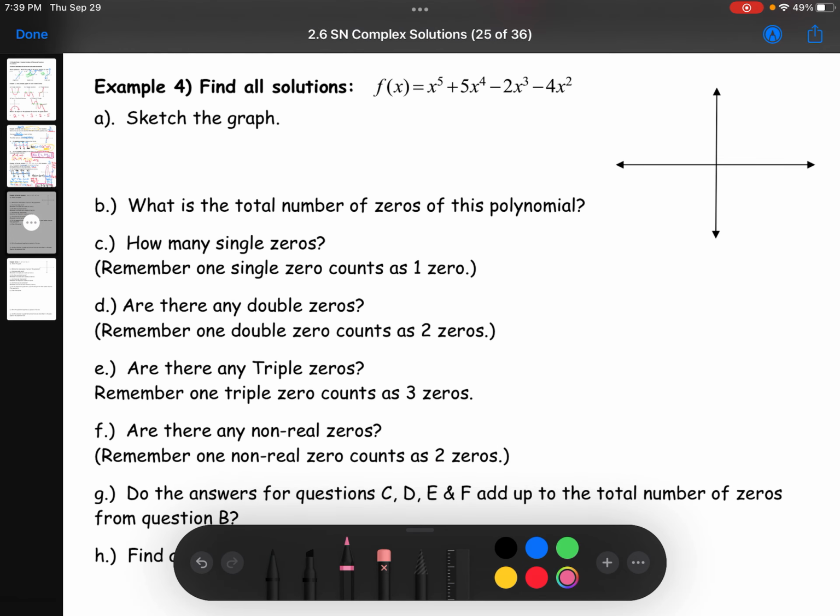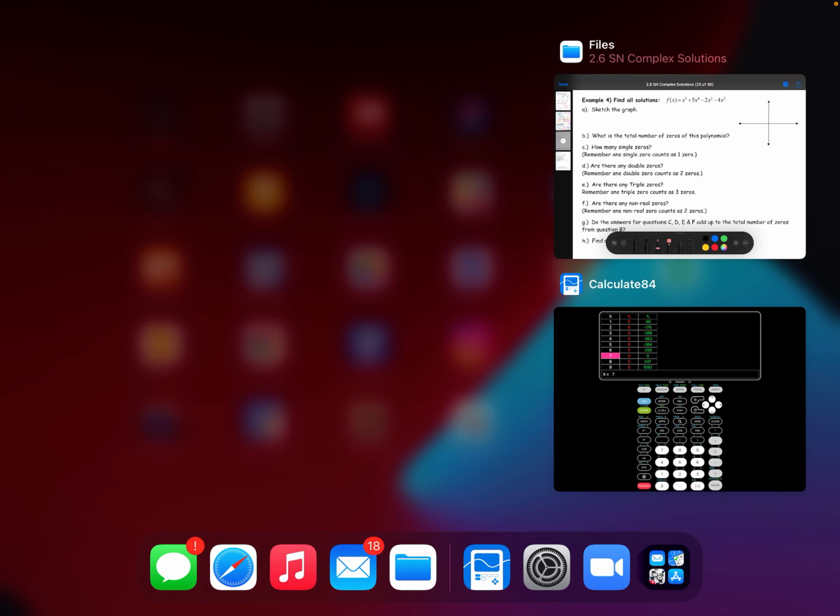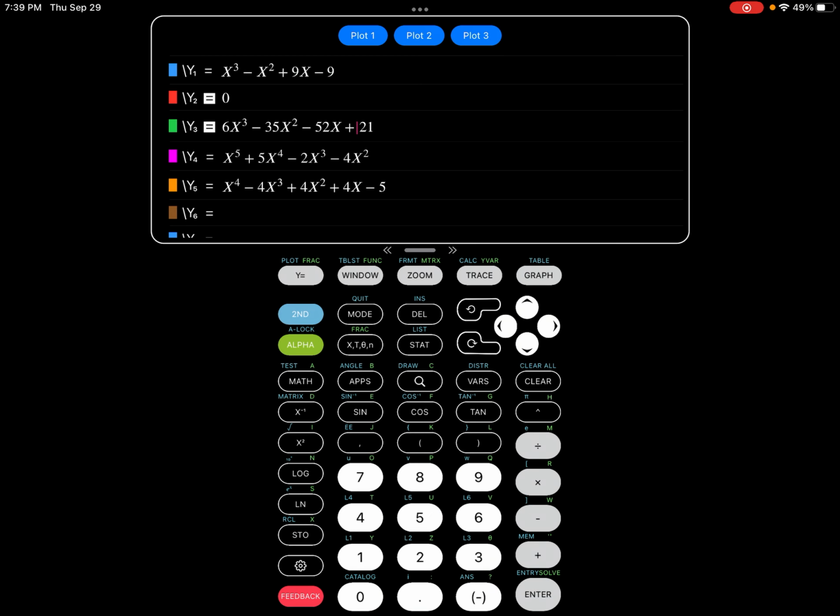So, let's try another one. Let's look at example 4. X to the 5th plus 5x to the 4th minus 2x to the 3rd minus 4x squared. If we go to the calculator, I already have this in the calculator, so I'm going to turn off the previous one and turn this one on.